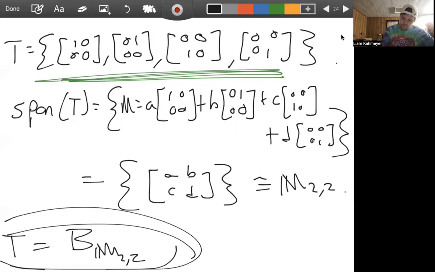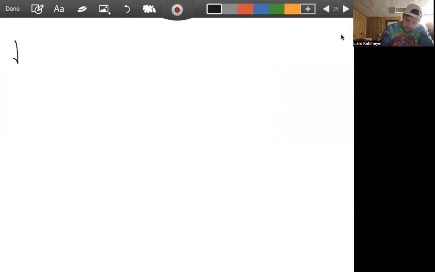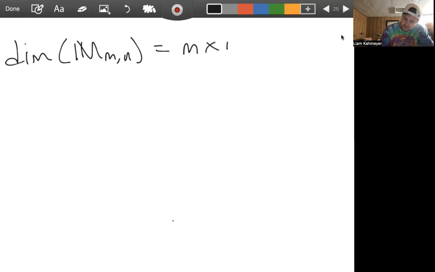So here, and this is actually a very standard basis for a matrix space, right? It's just you have a 1 in one entry and then a 0 everywhere else. And this also shows us that the dimension of M22 is equal to 4. You can generalize: the dimension of Mmn, as you can imagine, is the product m times n.